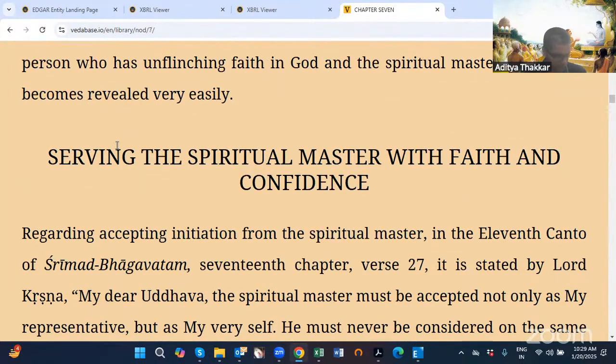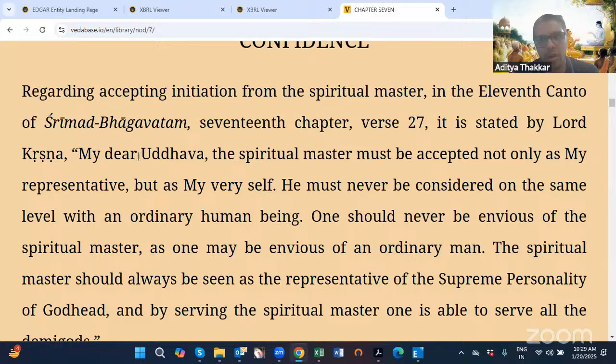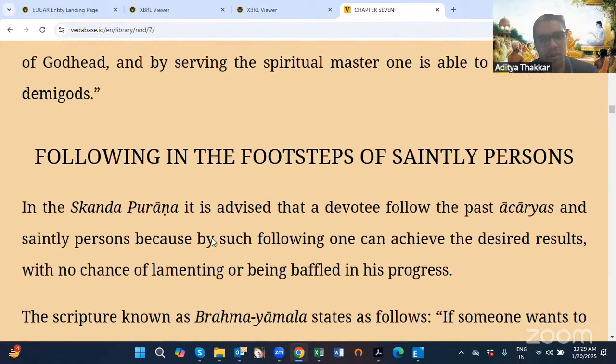Serving the spiritual master with faith and confidence. Regarding accepting initiation from the spiritual master, in the 11th canto of Srimad Bhagavatam, 17th chapter, verse 27, it is stated by Lord Krishna: My dear Uddhava, the spiritual master must be accepted not only as my representative, but as my very self. He must never be considered on the same level with an ordinary human being. One should never be envious of the spiritual master as one may be envious of an ordinary man. The spiritual master should always be seen as a representative of the Supreme Personality of Godhead, and by serving the spiritual master, one is able to serve all the demigods.